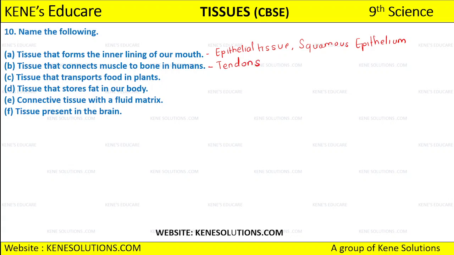Then the tissue that transports food in plants is what? Food transporting tissue is phloem and water transporting tissue is xylem, right? The tissue that stores fat in our body is the adipose tissue.